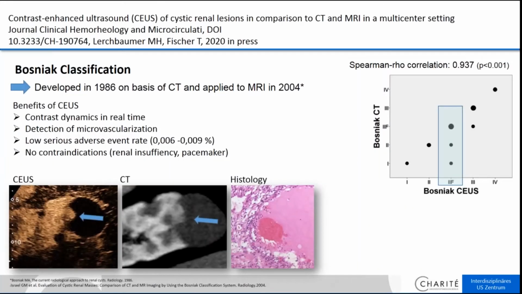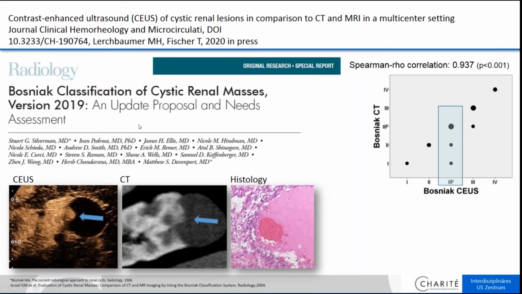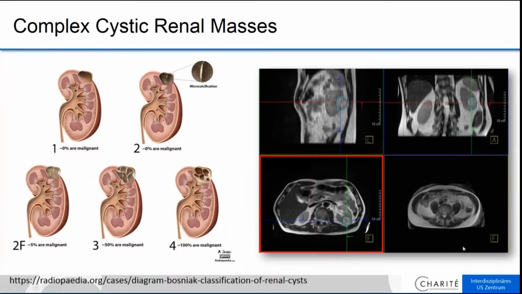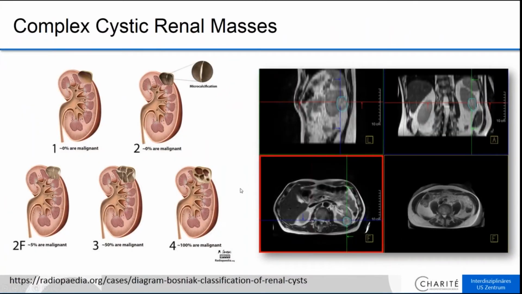Next question, Bosniak classification. And you can see here, this is a nice publication where you see the Bosniak classification based on CT as the gold standard, corresponding very well with a Spearman rho correlation of 0.937 with the Bosniak contrast enhanced ultrasound analysis. And hopefully also for this new update, we get in touch with this Bosniak classification for contrast enhanced ultrasound. And that's an example where you can see this focal nodule, which should be classified as Bosniak for a cystic lesion.